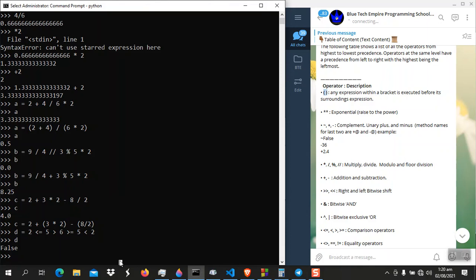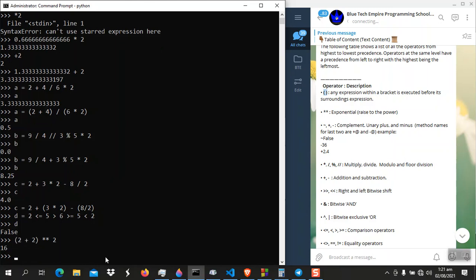Now let's look at an example. If we have 2 plus 2, raised to the power 2, of course it's clear. We know Python is going to evaluate this within the bracket first before raising to the power 2. So it's 4 raised to the power 2, which should give us 16.